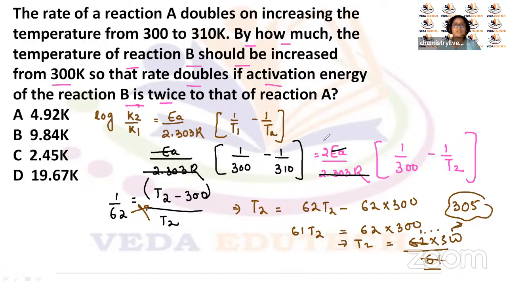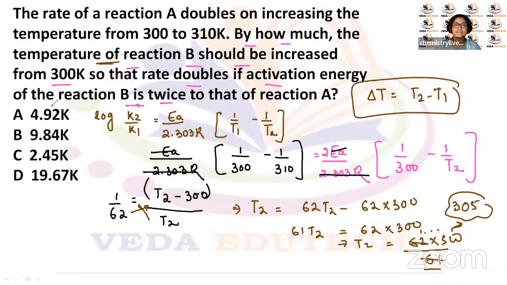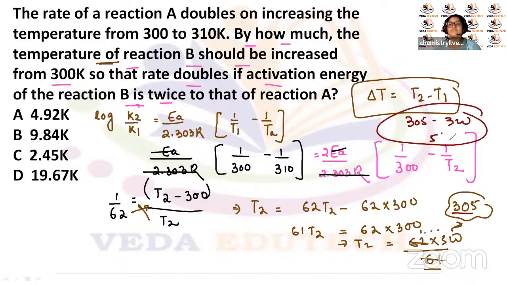So what is being asked? How much has the temperature changed? So what is the temperature change? Delta T is being asked to us, which is T2 minus T1. Delta T is being asked, which is T2 minus T1, and T2 will be how much, children? T2 we got, okay, delta T is T2 minus T1. So new one we got as 305 and originally you had 300. Okay, so it's 5 units change.